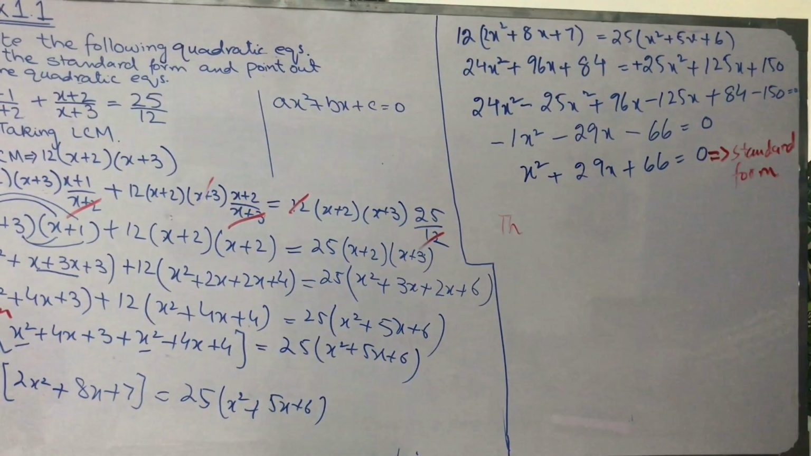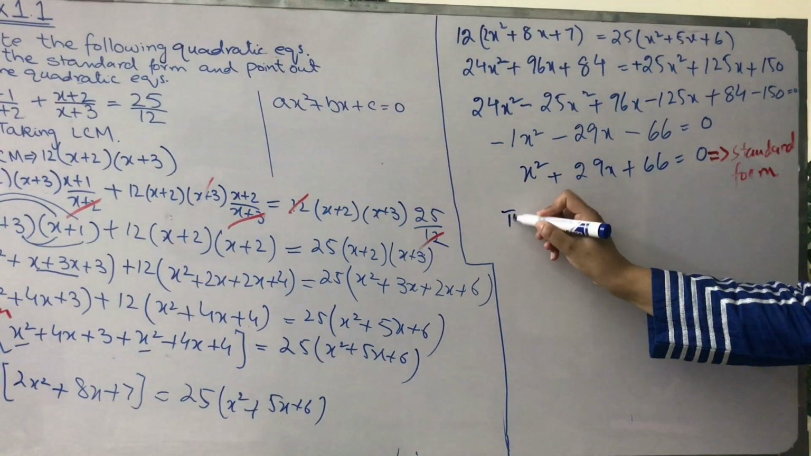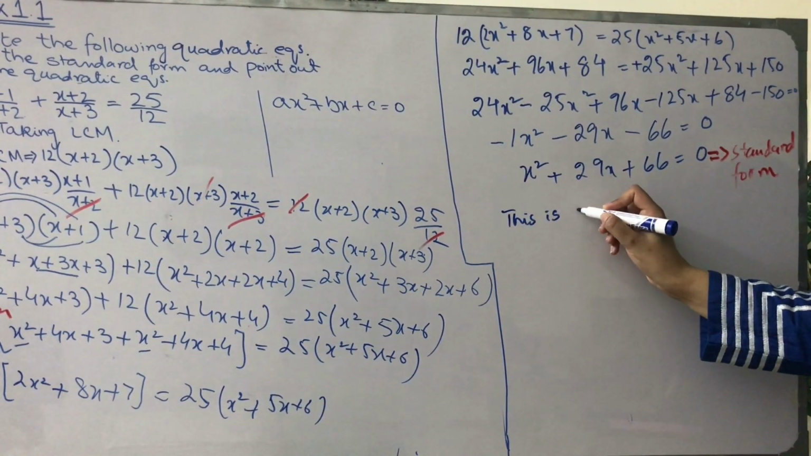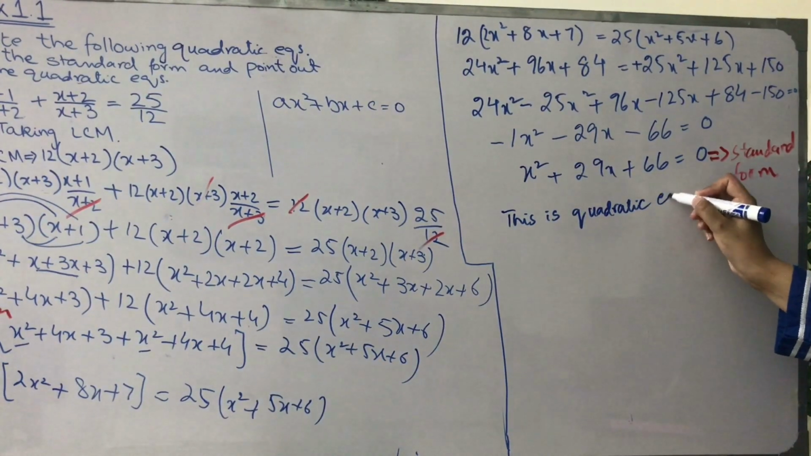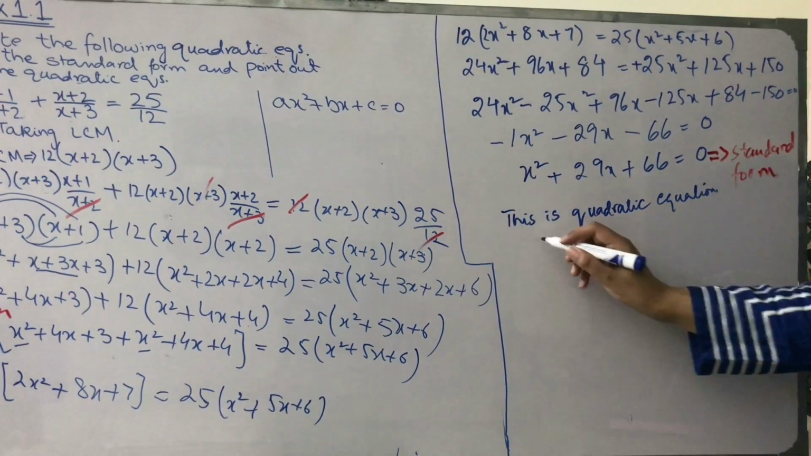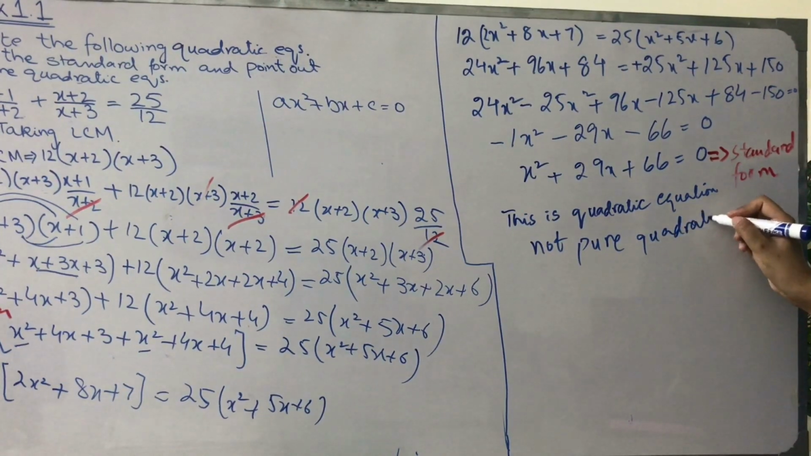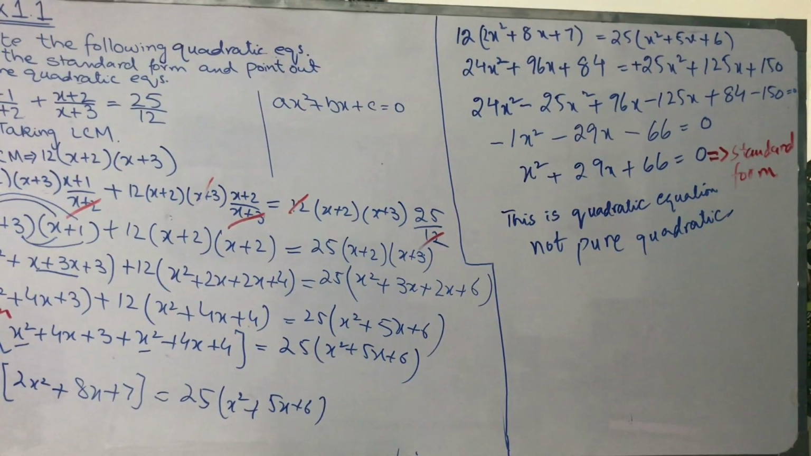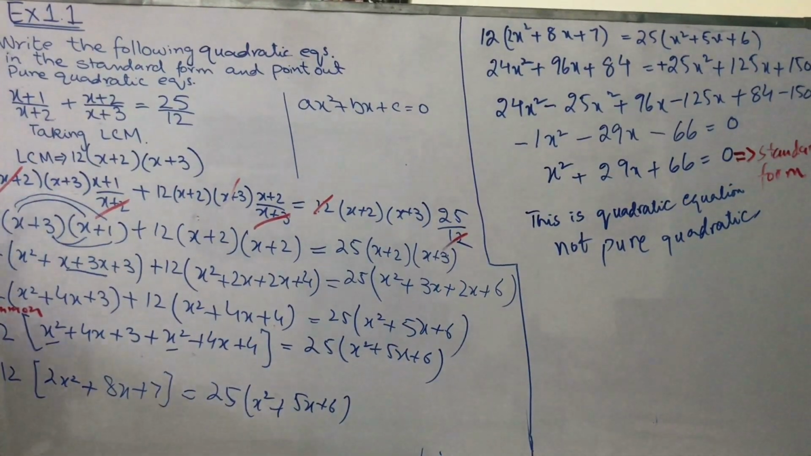And this equation I will write with this. This is quadratic equation, not pure quadratic. I'm going to revise the question once again, so if you have any problem, you can check it out. The question was you have to write the quadratic equations in standard form and point out pure quadratic equation, right? So this was the question.